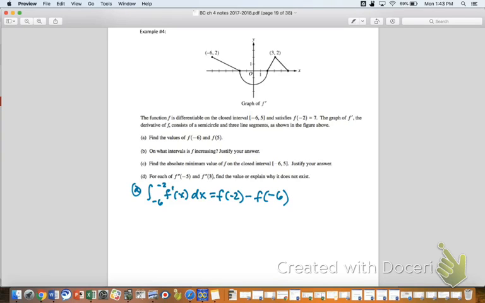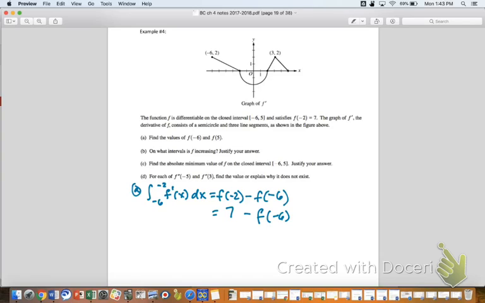So the antiderivative cancels out the derivative, and you find the difference in the evaluations, upper minus lower, essentially. That makes sense? I really like using this because it gets all this stuff right out there in the open for us to use. I know that f of -2 is 7. I know that f of -6 is what I'm trying to figure out. But to figure out the value of that integral, that's where you've got to use some areas.